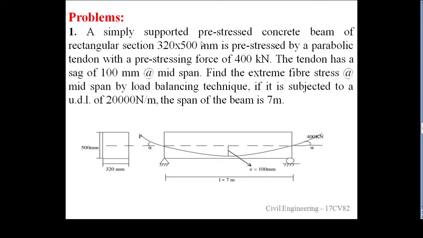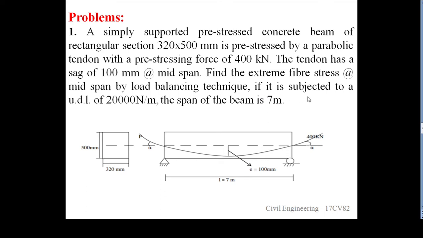A simply supported pre-stressed concrete beam of a rectangular section, that is 320 into 500 mm, is pre-stressed by a parabolic tendon with a pre-stressing force of 400 kilonewton. The tendon has a sag of 100 mm at midspan. Find the extreme fiber stress at midpoint by load balancing technique. We see this one in your exam. The load balancing technique means we are using this technique. Otherwise you go for a stress criteria.